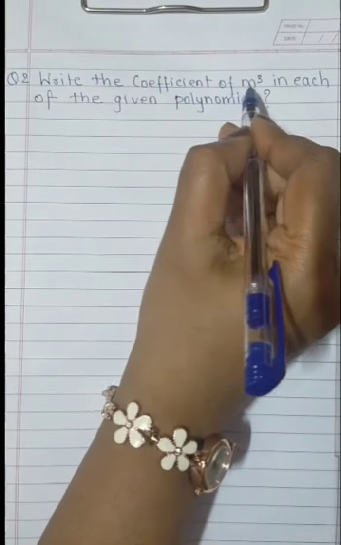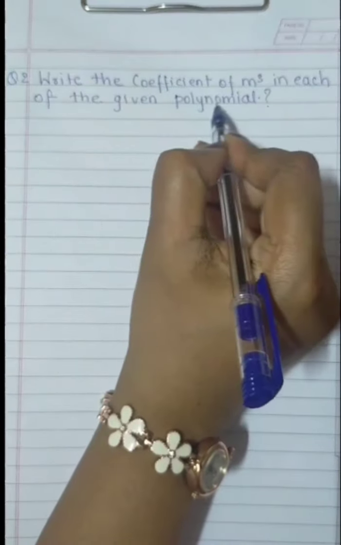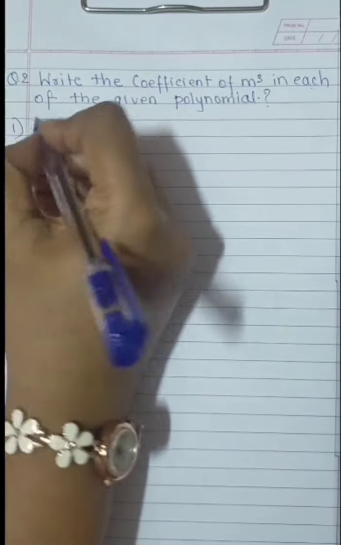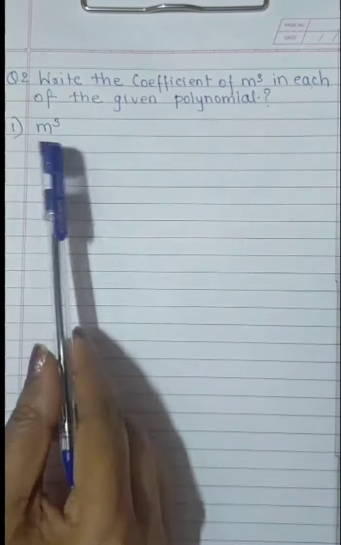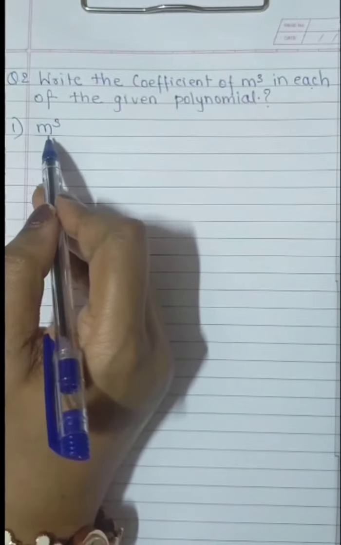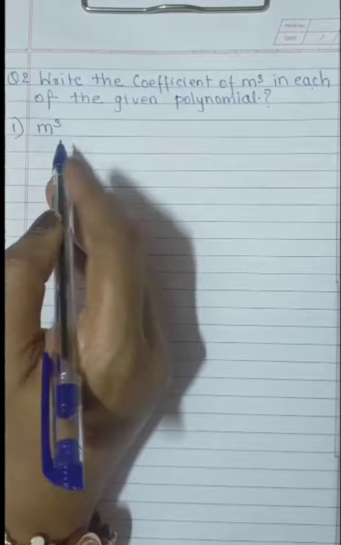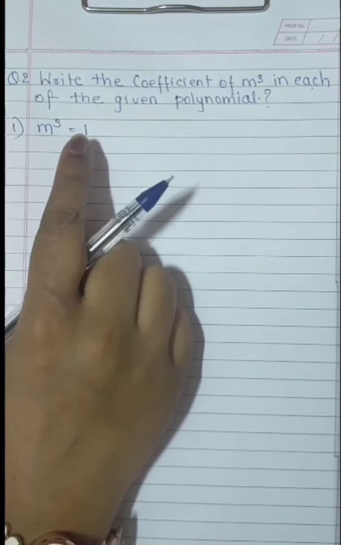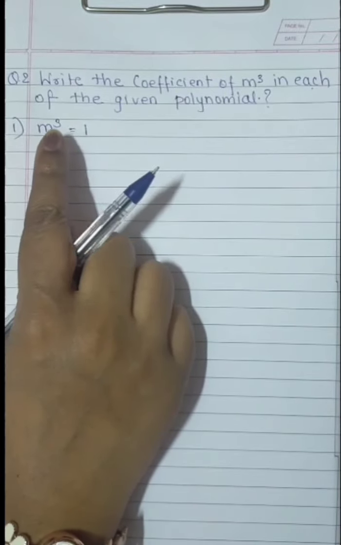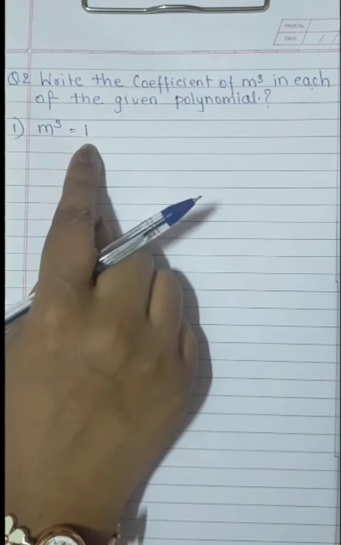So we are going to move to question number 2. Question number 2 is: write the coefficient of m cube in each of the given polynomials. The first question is m cube. So we only have to write the coefficient of m cube. Here, for m cube, the coefficient will be 1. When no number is there with m cube, we consider it as 1.